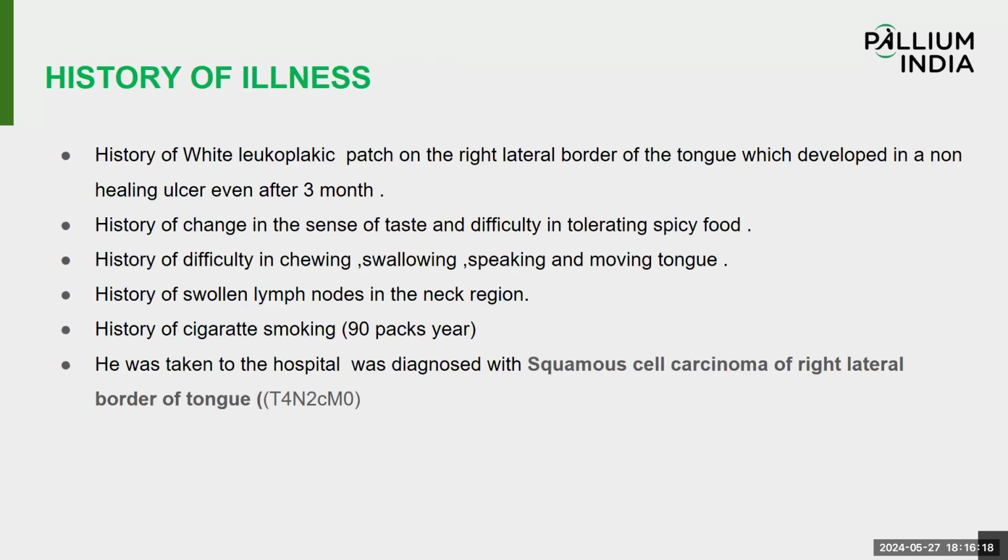History of presenting illness: he has a history of a white leukoplakic patch on the right lateral border of the tongue, which developed into a non-healing ulcer even after 3 months. History of change in the sense of taste and difficulty in tolerating spicy food. History of difficulty in chewing, swallowing, speaking and moving the tongue. History of swollen lymph nodes in the neck region. History of cigarette smoking, 90 packs a year. He was taken to the hospital where he was diagnosed with squamous cell carcinoma of the right lateral border of the tongue with a stage of T4, N2C, and M0.